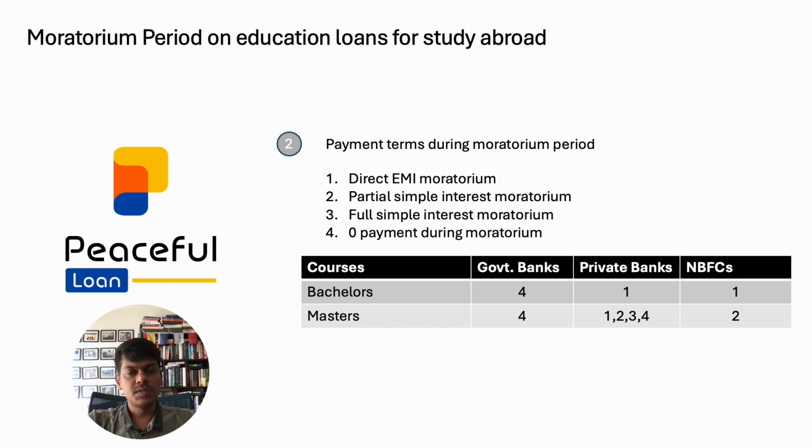With NBFCs, which I explained earlier, like HDFC Credila, Incred, Avanse, Auxilo, for bachelors, there's direct EMI. For masters, there's partial simple interest, which is 5 to 10,000 rupees per month that needs to be paid to these banks.